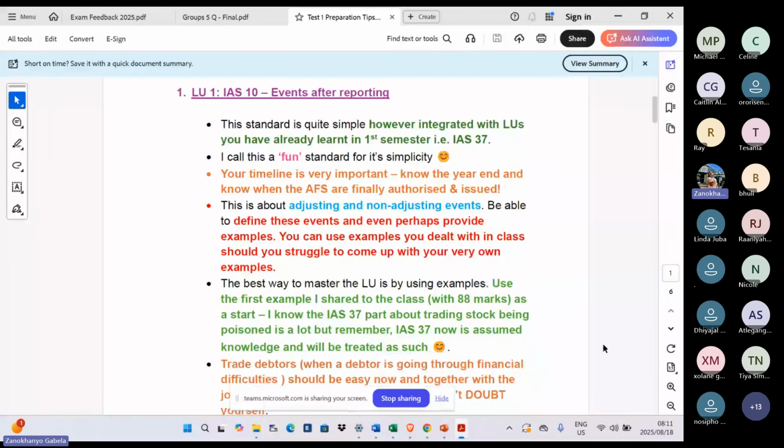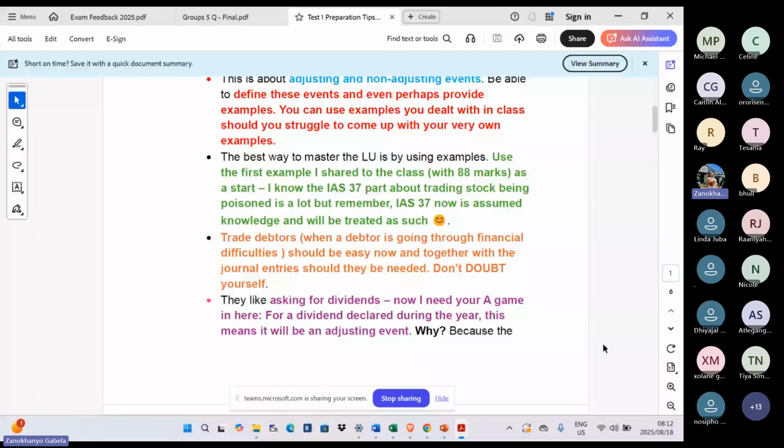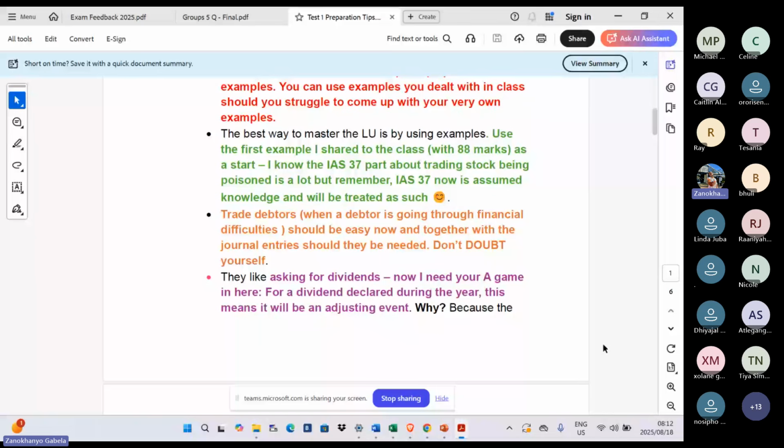Then other examples that I've seen being asked are dividends. You have two types of dividends, in the realms of IAS 10. You will have the one that is issued during the current year. Again, your timeline is very important. The one that is issued in the current year of assessment obviously means it's an adjusting event. Again, you need to be very careful when you're explaining why it is an adjusting event, especially for dividends issued during the current year. Remember, when I say during the current year, I mean before the end of the reporting period or as at the reporting period, but not after.